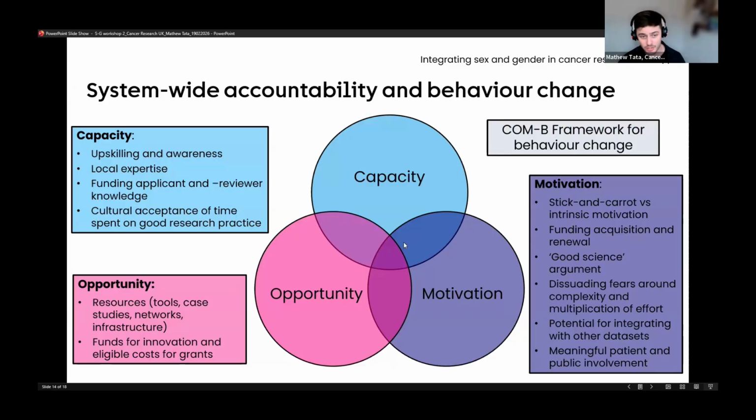And lastly, we of course need motivation, that people see it's right to change. If you're familiar with the stick and carrot paradigm, it's the idea that to promote change is about either punishment or reward. But I think actually a better way of looking at that is how we intrinsically motivate people instead of this slightly more old-fashioned approach. That said, acquiring and renewing funding is a potential lever, alongside promoting the idea of it being good science, to discourage the idea that it's complex and impossible to do, that if you subset, for example, by sex and gender, you have the capacity to integrate with other data sets if you don't, let's say, have a big enough sample to start with. And then, of course, if you're working with patients and the public, as I'll speak to in a moment, that, of course, it's ultimately human and people-centered research.